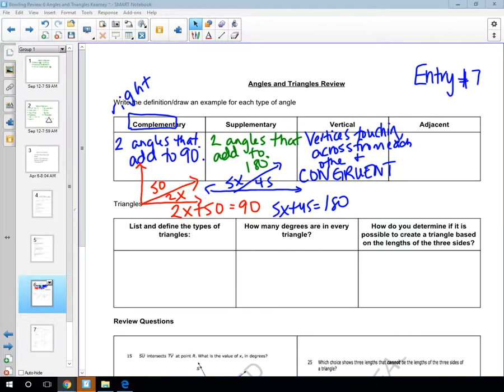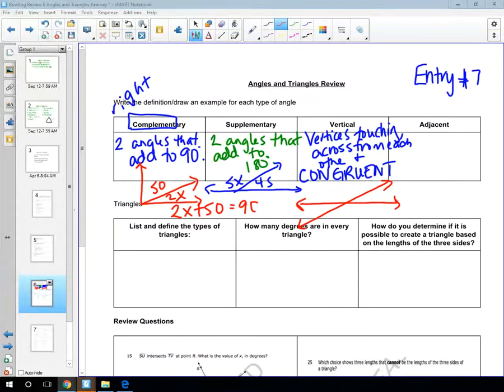So an example picture, if we had this angle and then we cut it through with another angle, let's let this be 38 and this be 2x. Since their vertices are touching, those two points, and they're across from each other, we know they're congruent. So if one side is 38, that means the other side is 38. So then you can solve for x. So anytime you have two angles that are directly across from each other, set them equal to each other.